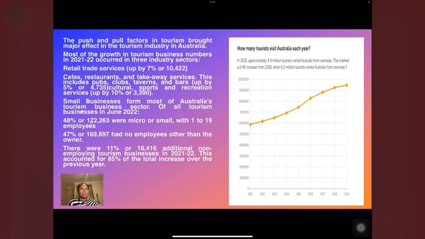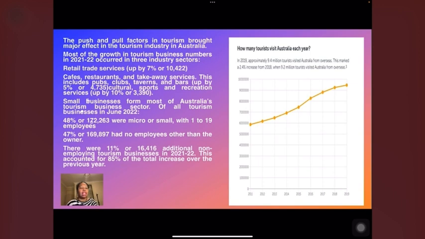Let's have a look at the push and pull factors in tourism that brought major effects to the tourism industry in Australia. Most of the growth in tourism business numbers in 2021 occurred in three industry sectors: retail trade services, cafe, restaurant and takeaway services, and recreation, sports and cultural services. Small businesses make up most of Australia's tourism businesses sector. Of all tourism businesses in June 2022, 48%, or around 172,263, were micro or small businesses with 1 to 19 employees.